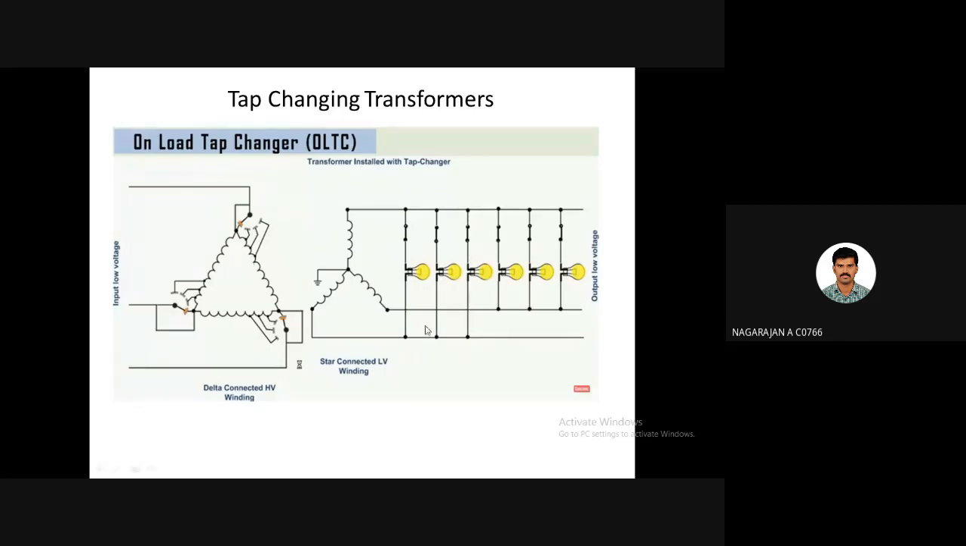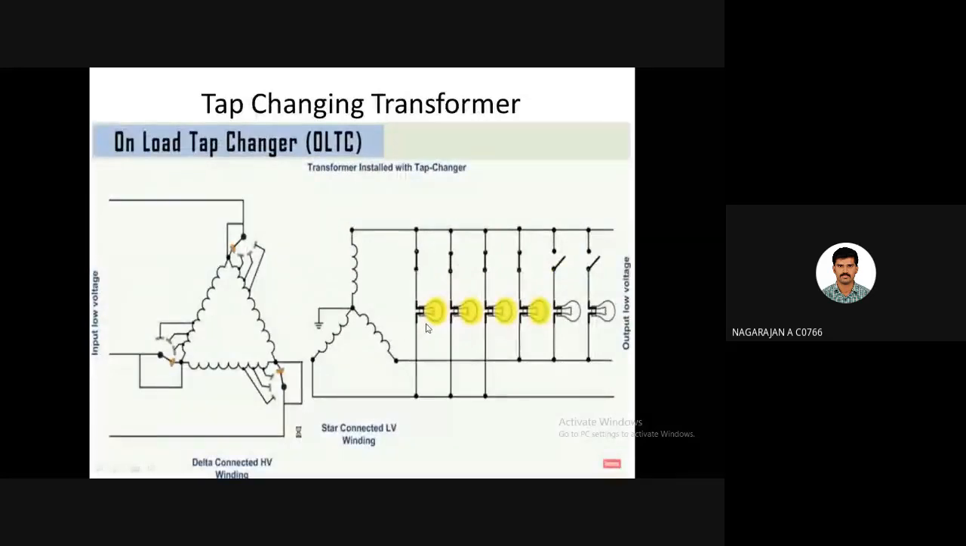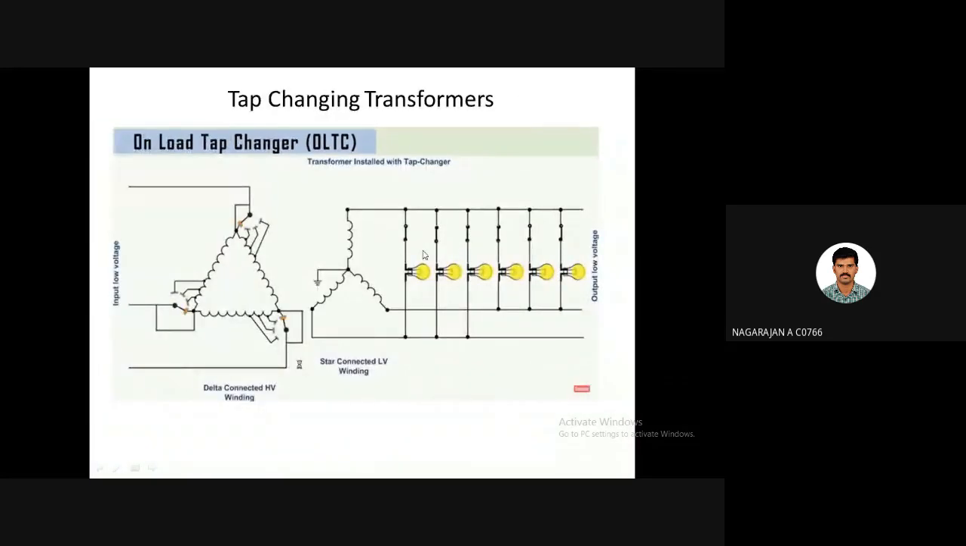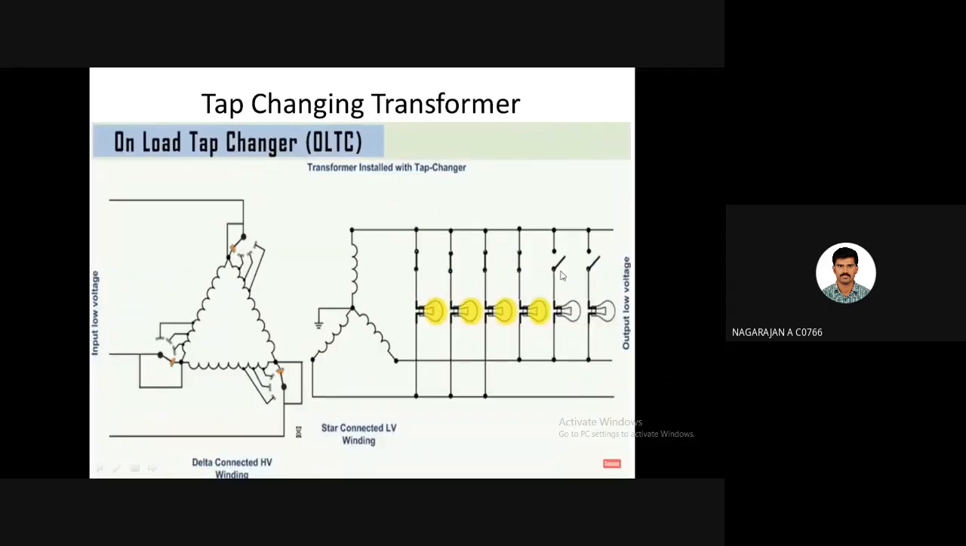And look at this condition, second condition. Now, out of 6 bulbs, 2 are cut off. The switches, look at the switches. Initially, all the switches are closed. Now, 2 switches are open. That means these 2 loads are disconnected from the circuit.